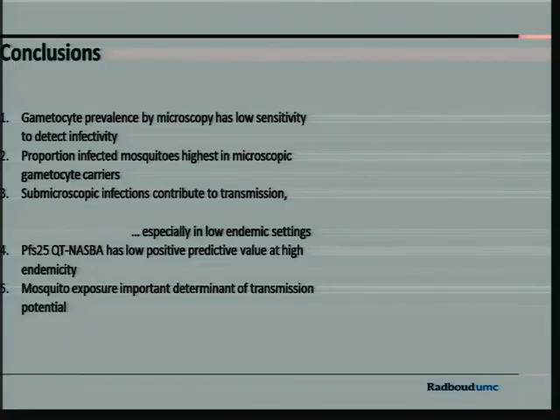Pfs25 QT-NASBA is very sensitive to pick up infectious individuals, but has a very low positive predictive value at high endemicity. So there are many people who have gametocytes, but they're not infectious. So better understanding the threshold density of gametocytes to result in onward transmission, or better markers of truly infectious gametocytes would be extremely valuable. And mosquito exposure is a very important determinant of transmission potential.